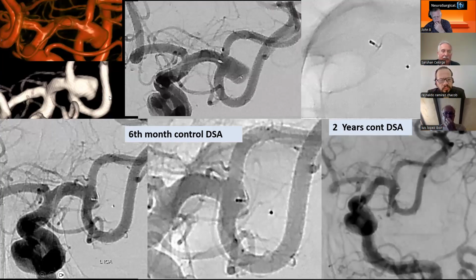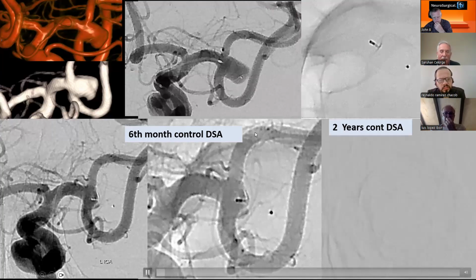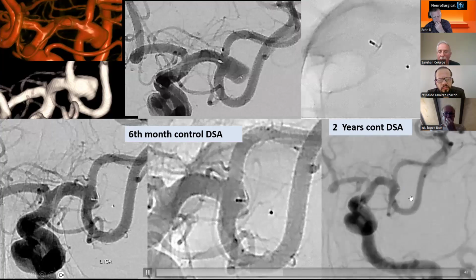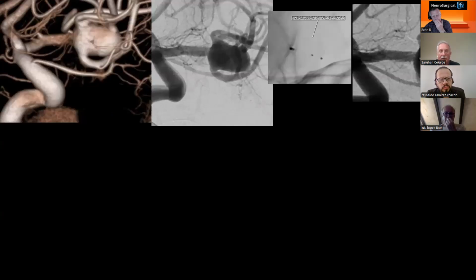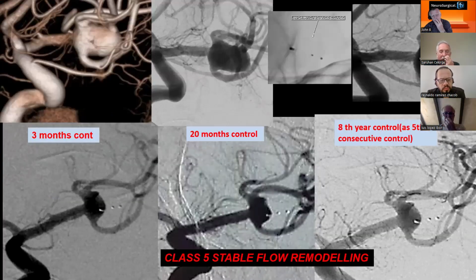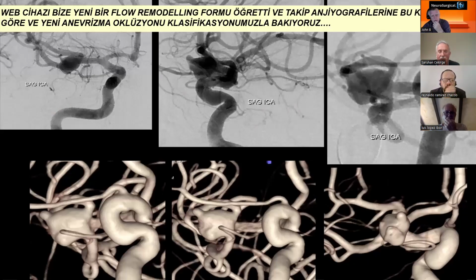And look at this. Again, another ruptured WEB device case, 6 months follow-up and 2 years follow-up. This is what we see in the follow-ups. Sometimes you can see some exaggerated examples, like 3 months, 20 months, and 8 years. So what is this? Is this still an aneurysm remnant or part of the healing process? We still discuss this. This was a ruptured aneurysm, and I've been treating these patients and following these patients for a while. So it just creates a new occlusion.